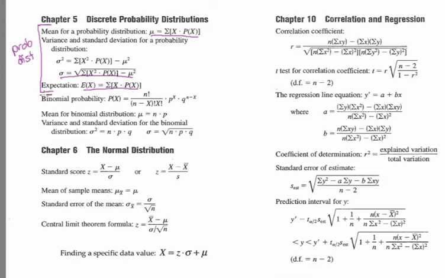What about if you have a binomial? Binomials are right here. You probably have, instead of this piece right here, nCx times p to the x times q to the n minus x. So if you have a binomial and you want the mean, the formula is right here. Standard deviation, right here.